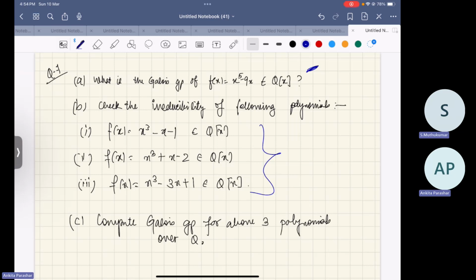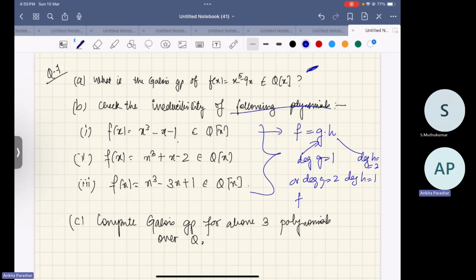How do you check irreducibility of a polynomial of degree 3? What are the ways? You can take x common. So one thing is that if you want to say it is reducible, then the degree of G has to be 1 and degree of H has to be 2, or degree of G is 2 and degree of H is 1, or it is completely a product of 3 factors. Do you agree? In either case, there is always a linear factor. That means there is always a root.